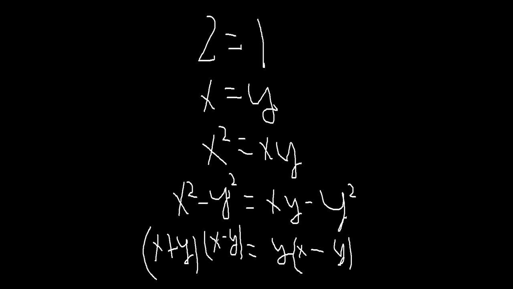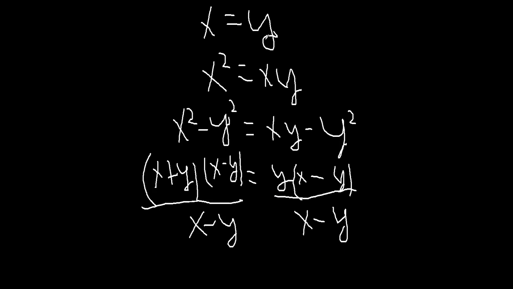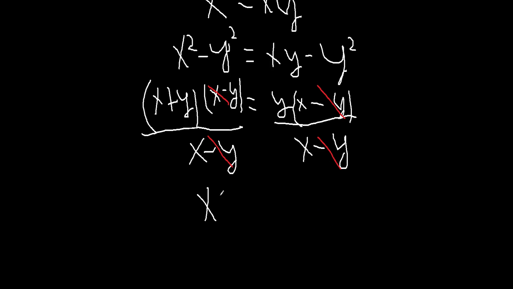So we have x plus y times x minus y, and y times x minus y. So as you can see, we can divide by x minus y on both sides. So that gives us x plus y times x minus y divided by x minus y, and y times x minus y divided by x minus y. So we know that these two would cancel out, and we would be left with x plus y equals y.